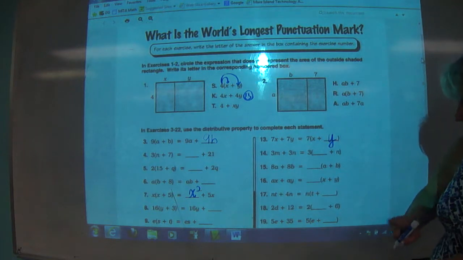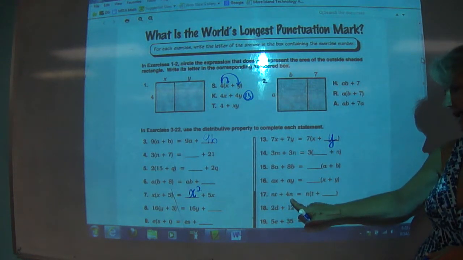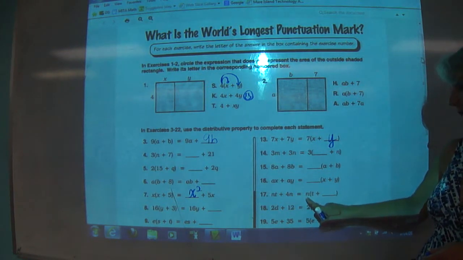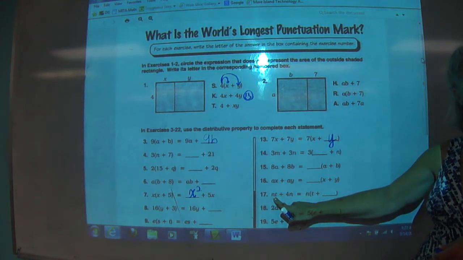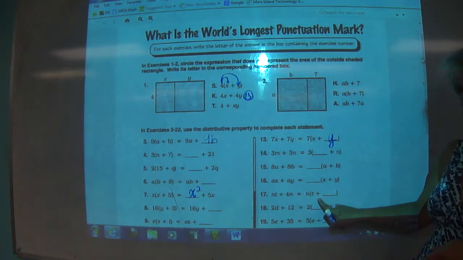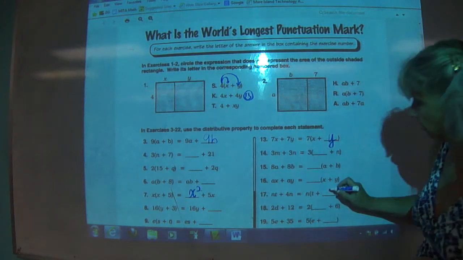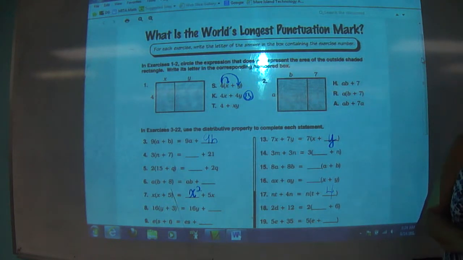8a. Well, let's try to find a number. Oh, here's a good one. nt plus 4n. What do they have in common? n. Pull n out. What's left after n comes out? t. Use the operator. What's left after n comes out? 4. Questions? Pretty straightforward.